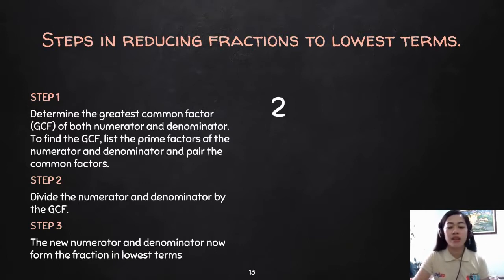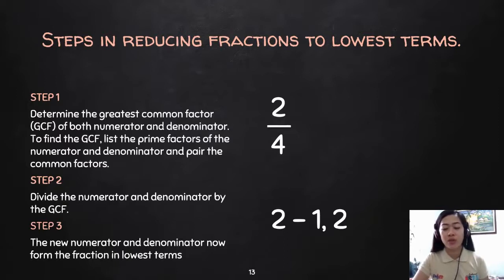Let's have here an example. So we have 2/4. What is the lowest term of 2/4? So first step is to list the prime factors of 2 and 4. So we have here for the 2, we have 1 and 2. Now, bakit naging 1 and 2 yung prime factors? Pag sinabi natin prime factors, these are the numbers na kapag minultiply mo, the answer is 2. In this case, we have 1 times 2 is 2. Kaya naging prime factors ng 2 is 1 and 2.